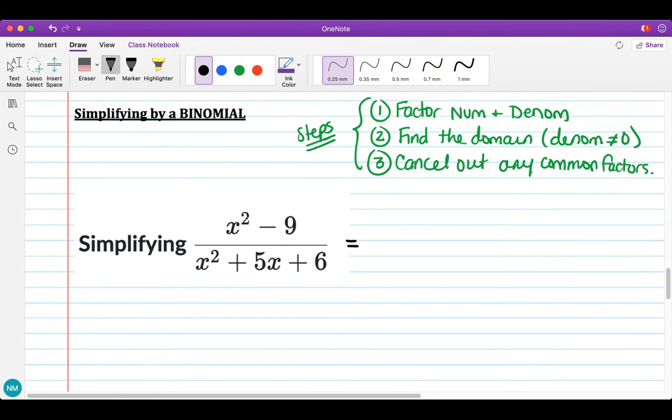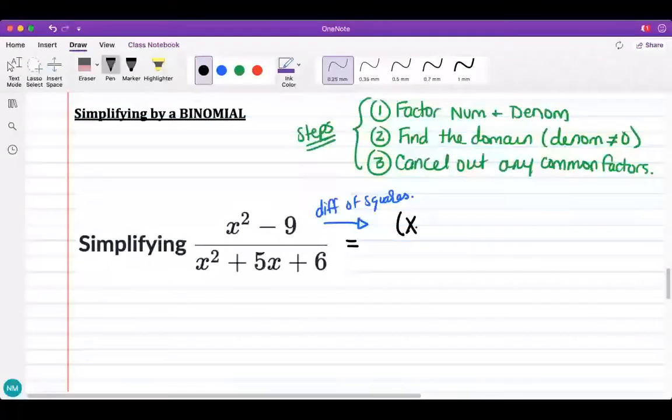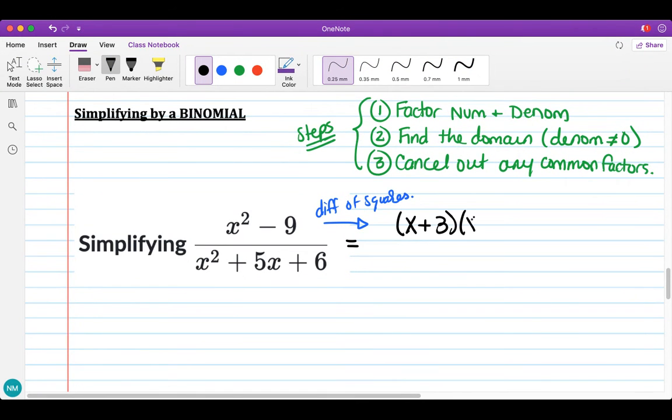So we have to factor the top and the bottom. So what factoring method are we going to use? Well, I see that it's a difference of x squared and 9, so it's a difference of perfect squares. I'll write that: difference of squares. And so we're going to get a little factoring review in. It's x plus 3, x minus 3.